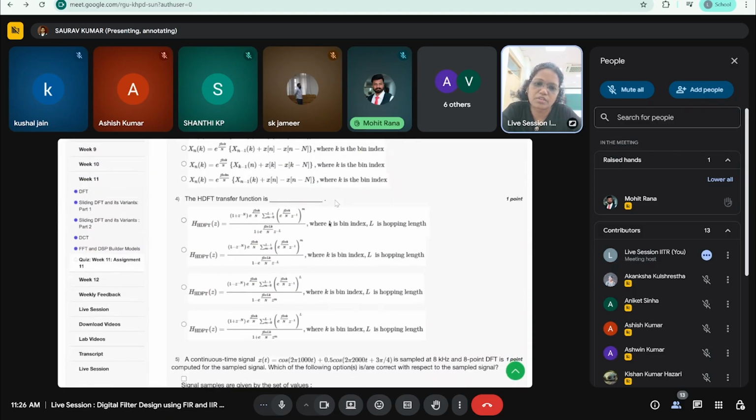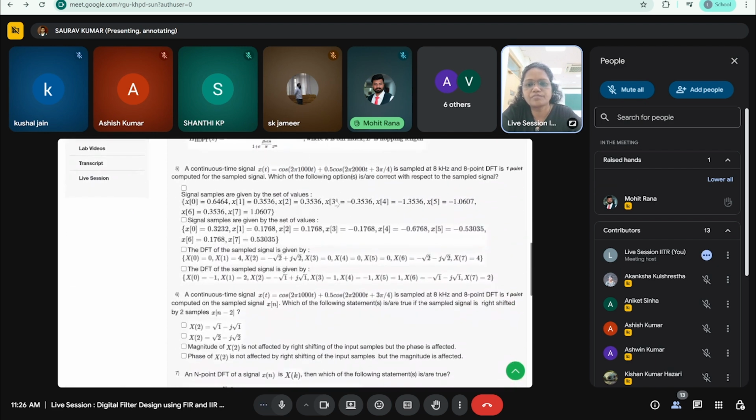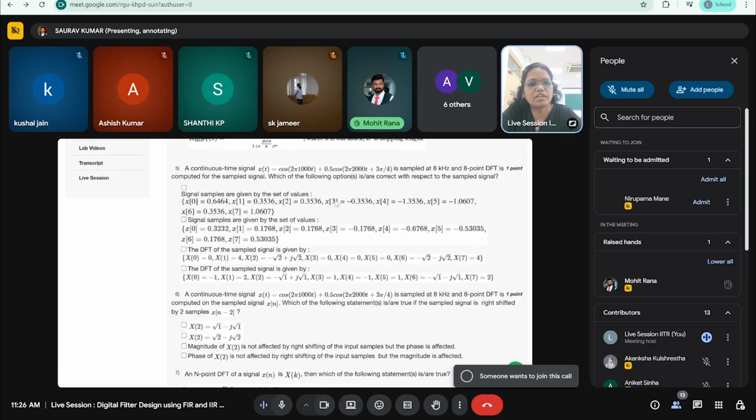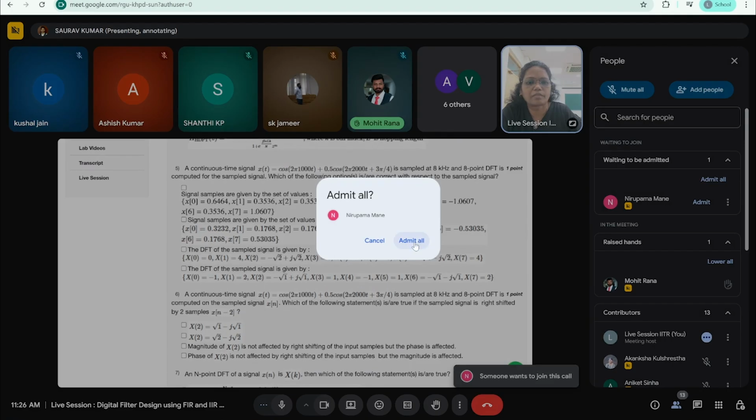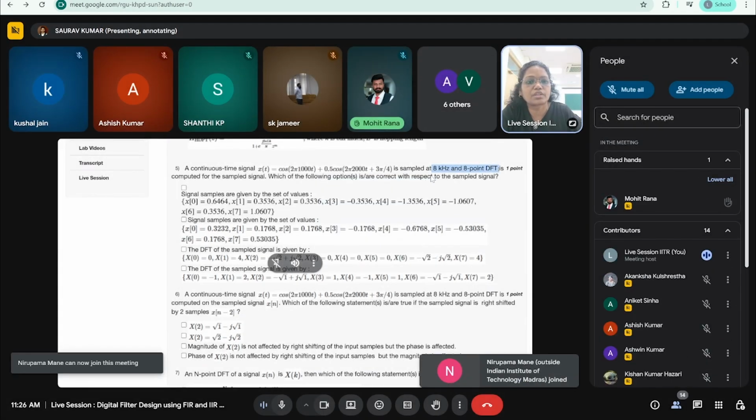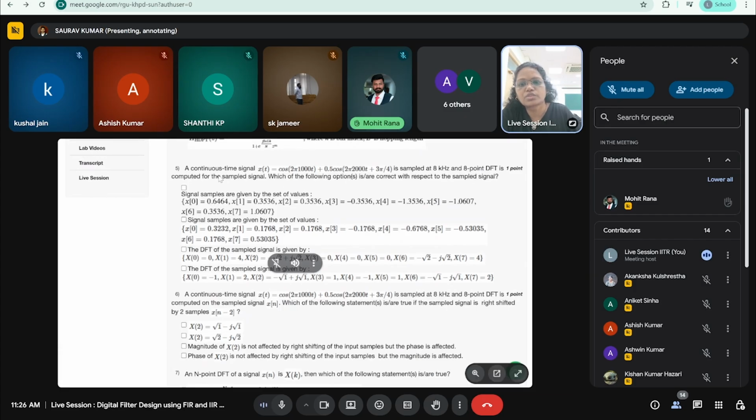And this is asking the transfer function of this hopping FFT. The fifth question is about an x of t, a signal is given, and at what rate it is sampled. Okay, what is the frequency rate at which it is sampled, and what is the DFT you are taking, and in the DFT equation you substitute it and you have to get the DFT of that signal.